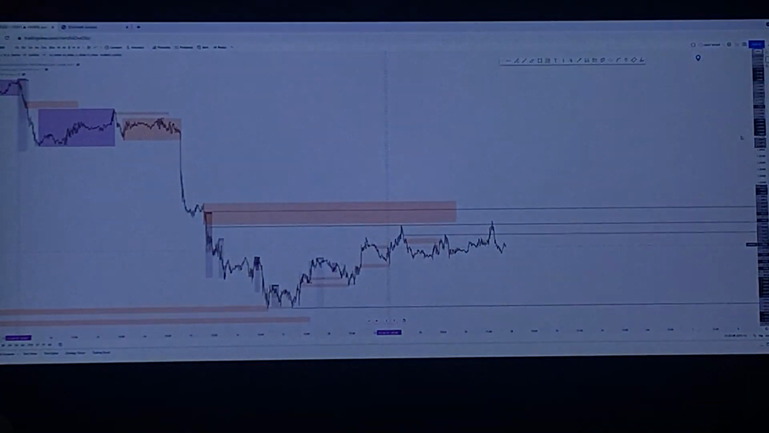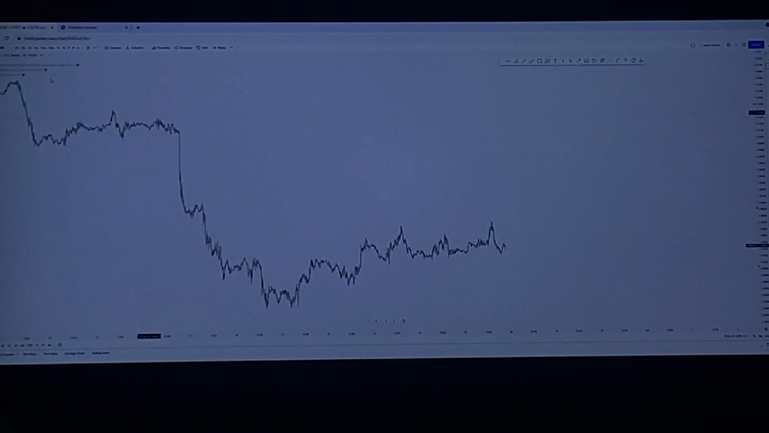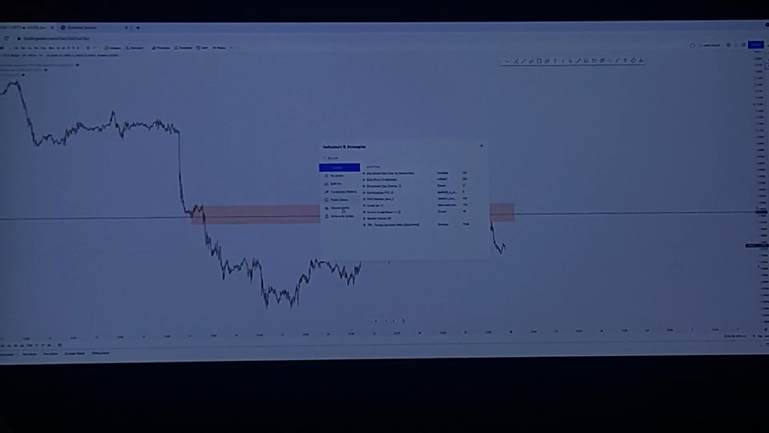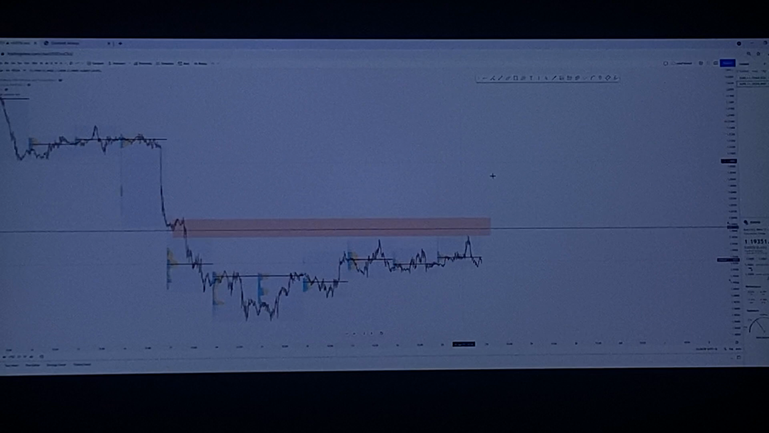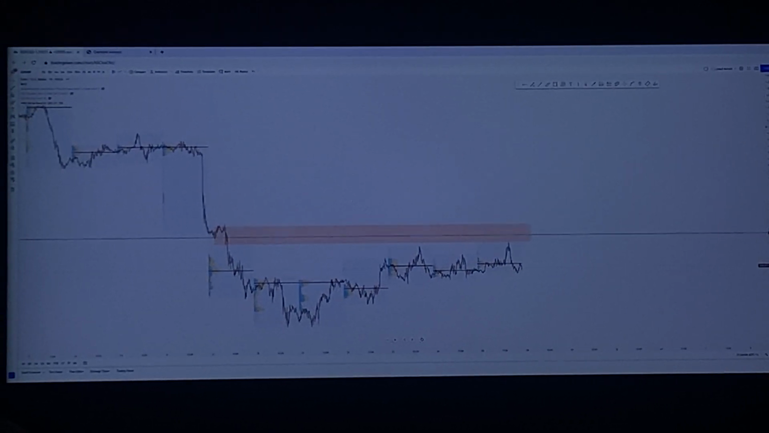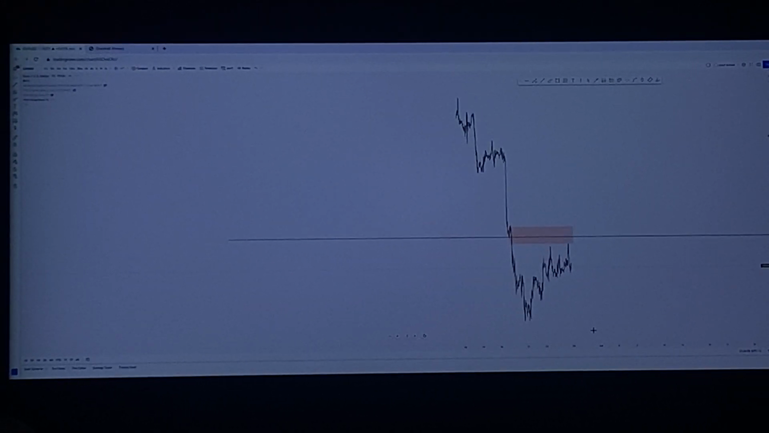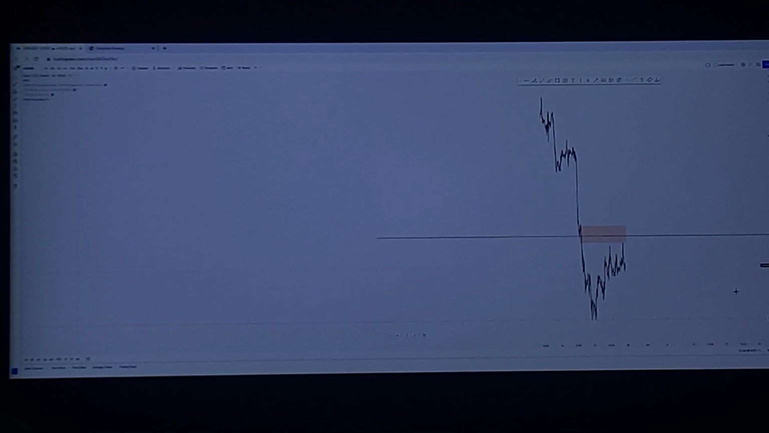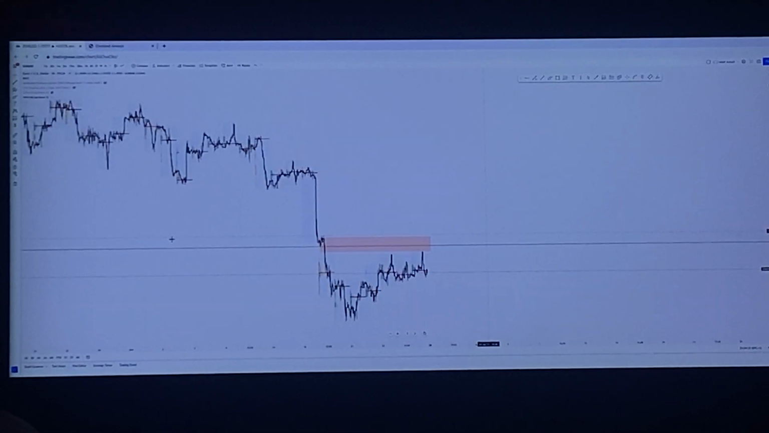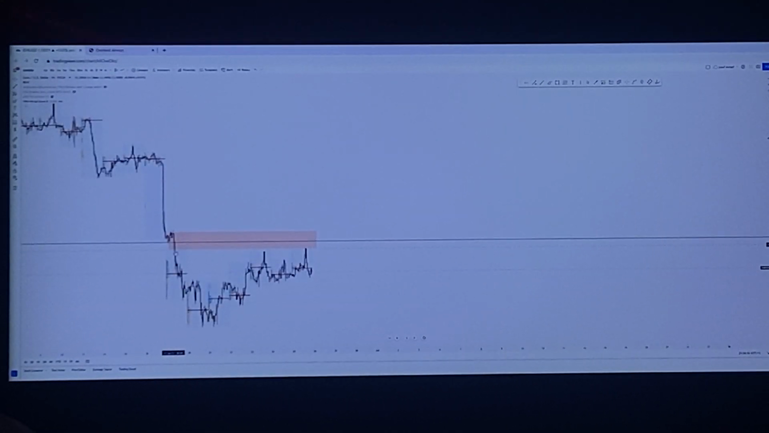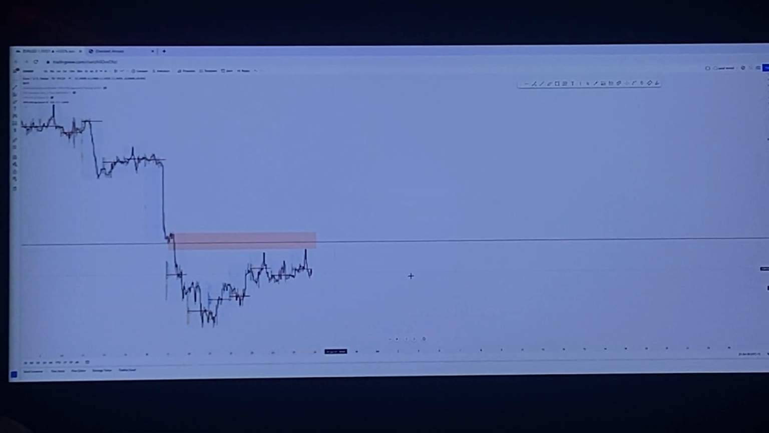Alright, so here on my chart, you go to indicators, you're going to see this one, volume profile, section HD. You see that? Take it to the 1 hour time frame, for example. You saw this here? You see it came right to that level.